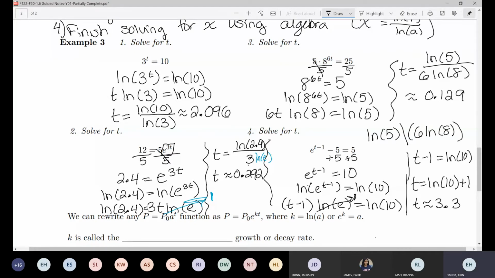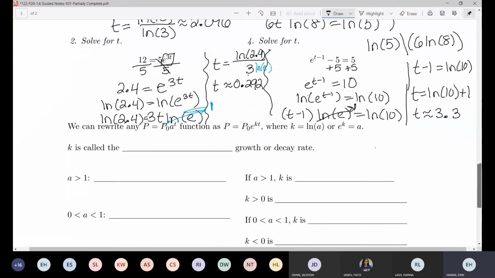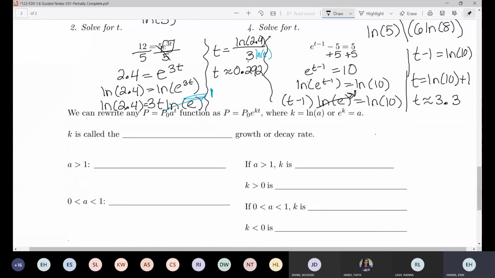All right, the last idea in 1.6. I'll leave this up for another couple seconds. Well, actually, I can scroll down a little bit. There we go. The last idea in this section is, so what we presented at first, we were writing things as P naught a to the t. Well, there's another way we could write exponential functions. And there's a completely other form that looks like P naught e to the kt.